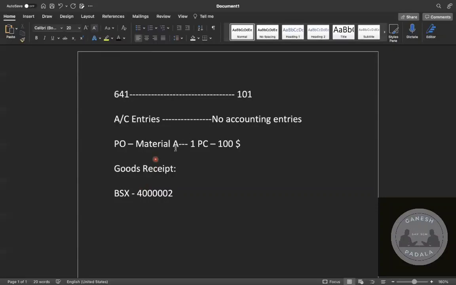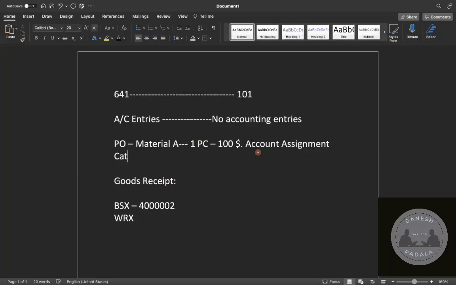For example, you are using the material A. So now you said BSX and WRX, right? Okay. So for example, the same material A, $100, but I gave account assignment category K.